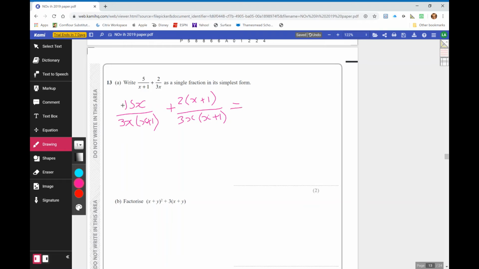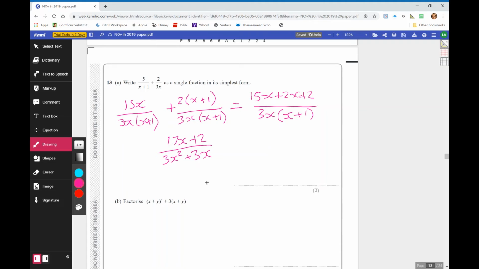Okay, then all the denominators are the same, and I'm going to expand the top as well to get 2x plus 2. You end up with 15x plus 2x plus 2, all over 3x(x plus 1). Then simplify that further, it should be 17x plus 2, and the bottom, we could expand the bottom out, 3x squared plus 3x, or just keep it as it is.